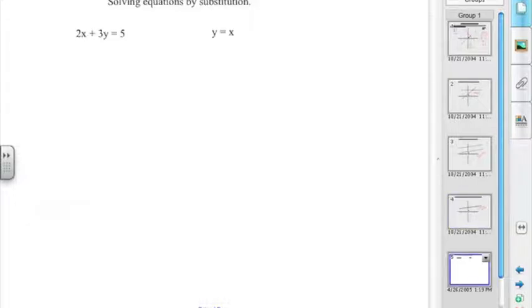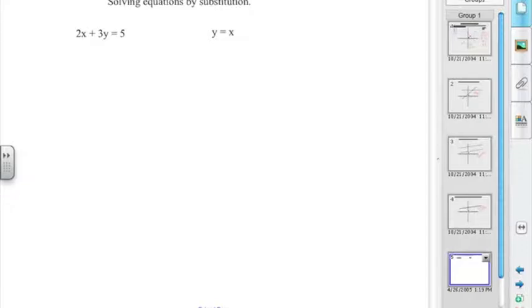Now, a more exact way of solving a system of equations is to use something called substitution. We are going to use information from one equation and substitute it into the other equation to find one of the coordinates, and then we will work backwards to find the other coordinate. So we're going to find an x and a y, the coordinates of where they cross each other.